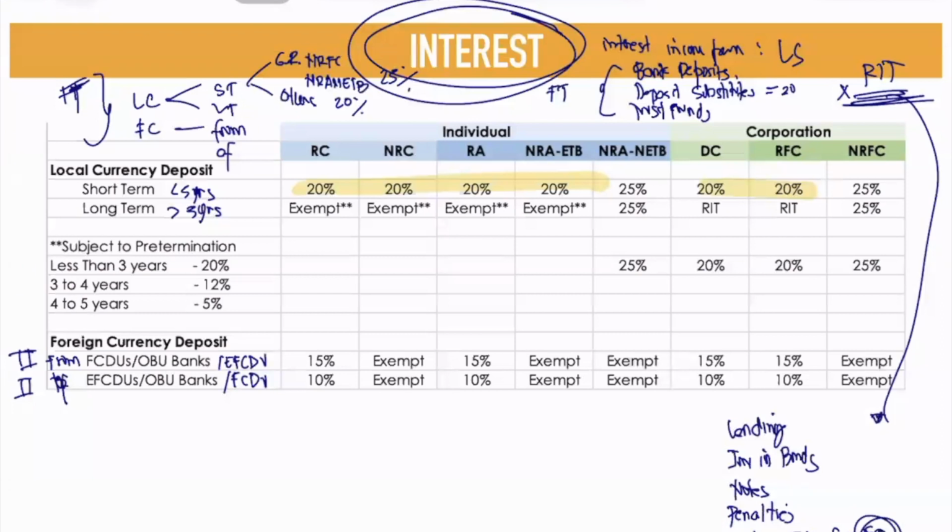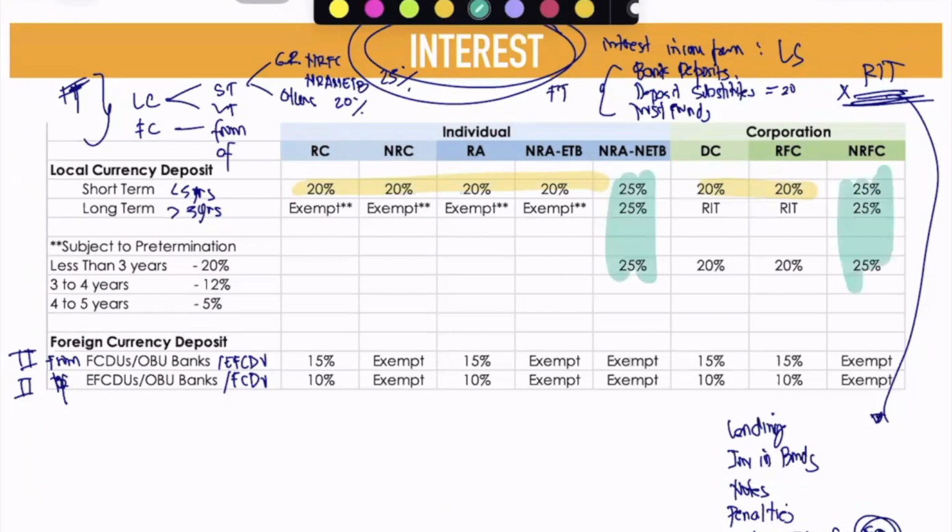Why again NRFC and NRA and ETB at 25%? Because they are taxed global taxation, final tax. Global taxation, final tax. So I'll use another color here. You see, it's at 25%. Now, we go back. So for short term, RC, RA, ETB, DC, and RFC at 20%.